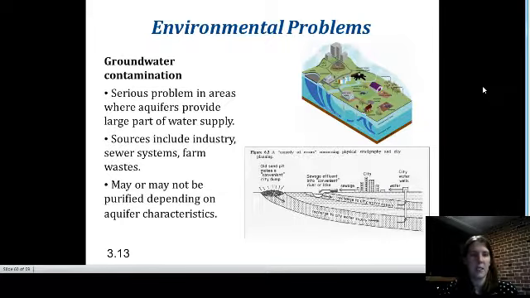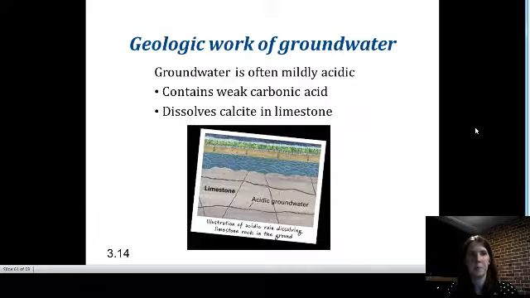Additionally, we run into problems of contamination. Sources of groundwater contaminants include industry, sewer systems, and farm waste. Some of these can be purified just through the nature of the aquifer. As water moves through soil or rock, those soil particles will actually filter out some contaminants, but you can get a lot of contaminants that do make it into the groundwater. Old city dumps that didn't have clay liners, creating an impervious barrier, were a significant problem, polluting city waters and private water supplies for a long time.